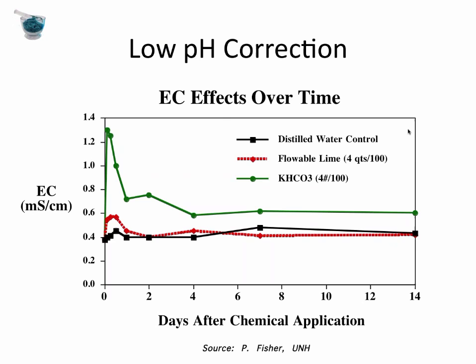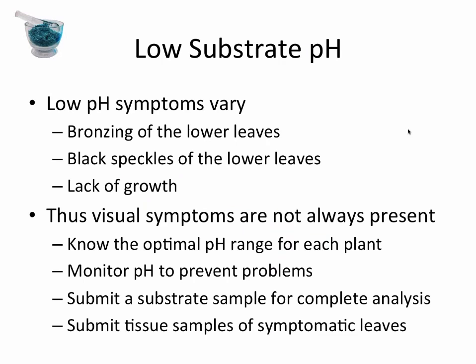So in conclusion, as we close down here, there are three main types of symptoms that we look at. We have the bronzing of the lower leaves like a geranium. We have the blackish purple speckling like we saw there with a gerbera. Or we have a lack of growth that we can see with a poinsettia. I've also seen it with a mum. So you need to know what the optimal ranges are because you don't always see visual symptoms. You need to know those ranges for each plant and what you're targeting for.